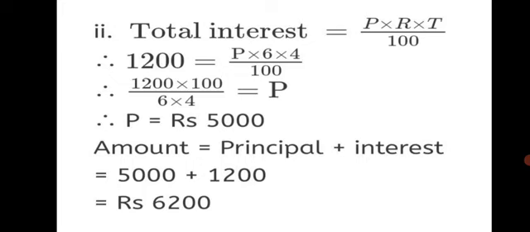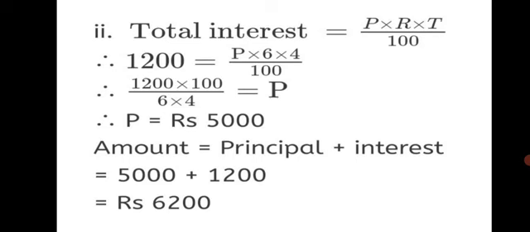Interest is equal to P into R into T upon 100. 1200, which is the interest, substitute, is equal to P into 6 into 4 upon 100. Once you substitute the values, you will keep P on one side and shift the other quantities. 100 will be multiplied and 6 into 4 will be divided. So this way you get P is equal to rupees 5000. Once you get your principal, you can easily find the amount. Amount formula is principal plus interest is equal to 5000 plus 1200, which is equal to rupees 6200.